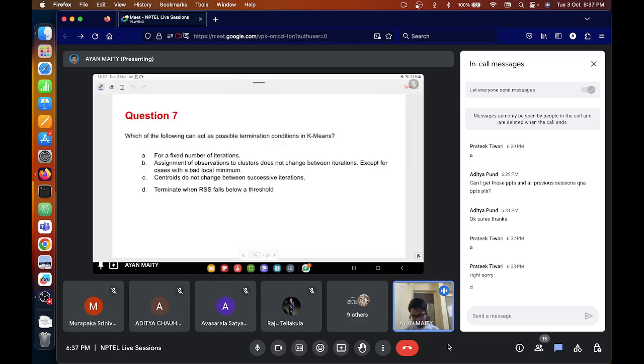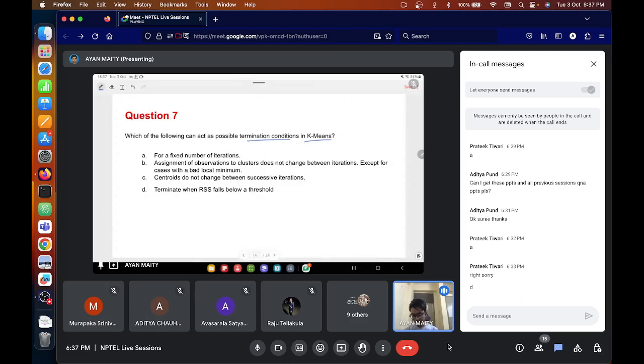Which of the following can act as possible termination condition for k-means? There are four options. Option A: for a fixed number of iterations, we can run the k-means and then we stop it. Option B says assignment of observations to clusters does not change between iterations except for cases with bad local minimum. Option C says centroids do not change positions between successive iterations, then we can terminate it.